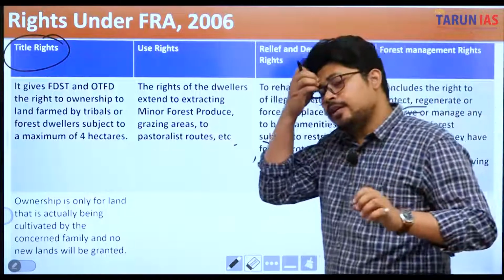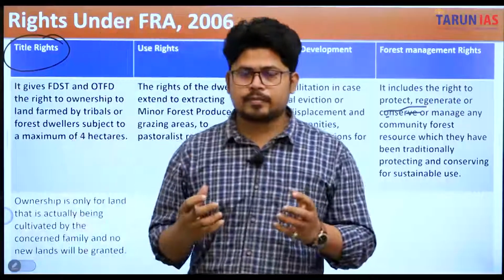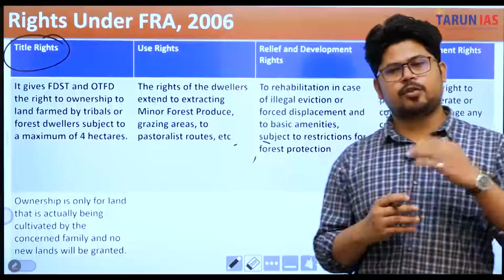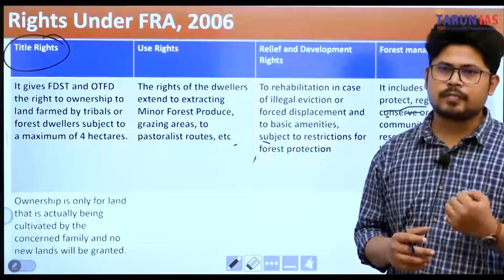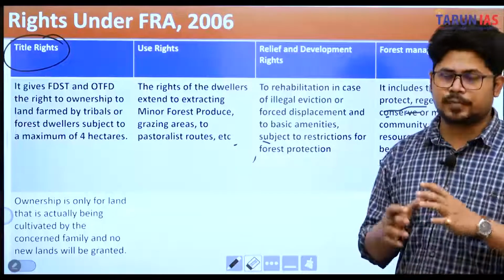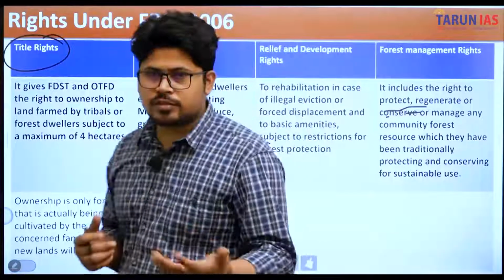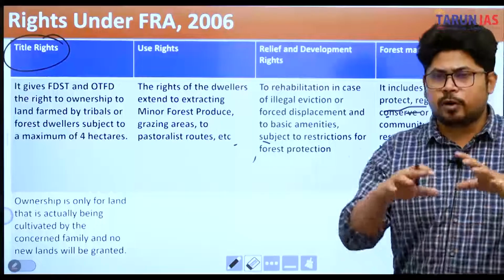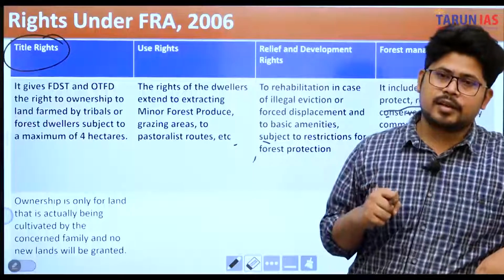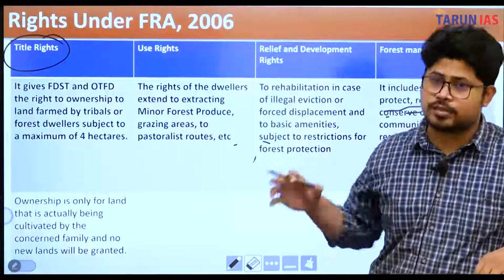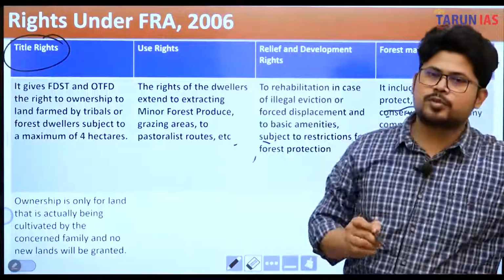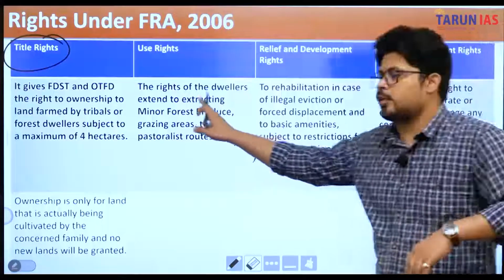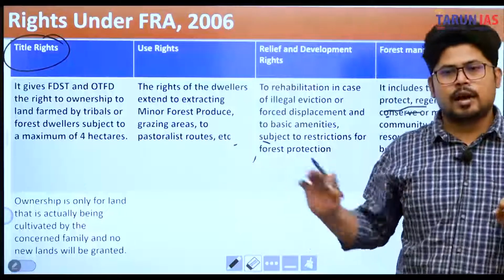Use rights are those rights where they have the right to manage, collect, sell, and dispose of the minor forest produce. Minor forest produce is like honeybee wax, honey from the honeybees, and fruits, for example, which have fallen on the ground, and other lac also. So all these forest resources that these communities can collect from the forest. They cannot harvest. Very importantly, they cannot go and harvest these produce in the forest. They can collect what is naturally available. So that is called minor forest produce, the right to use, manage and dispose of minor forest produce.